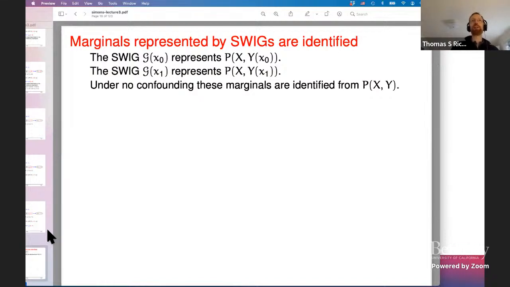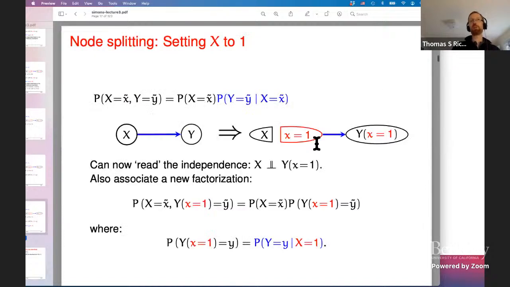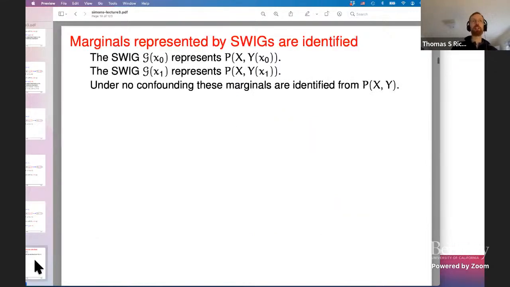But there is a point here, and the reason we're doing this: the new graph that we were constructing, this one where we split, we're going to call a single-world intervention graph. And the reason for that term single-world, I'm now going to explain to you. So there were two graphs I showed you. The first one I'm calling G of X0. That was representing this distribution. The second one was representing this distribution. And the key point that we saw is that under no confounding, these marginal distributions are identified from the joint distribution over X and Y.